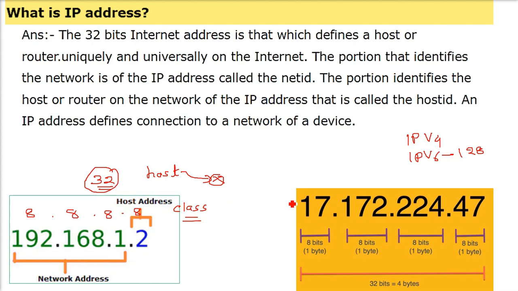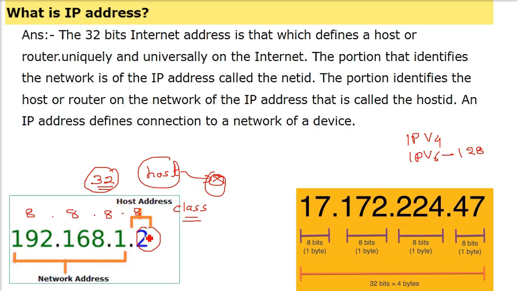The portion that identifies the network in the IP address is called the net ID. The portion that identifies the host or router on the network is called the host ID. So one part is the network address and the other part is the host ID. First you have to go to the network, then to the system, computer, or computing device. That can be done using the subnet mask, because we have class A, class B, class C, and we know the subnet mask also.